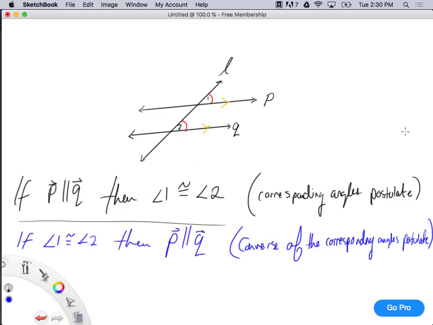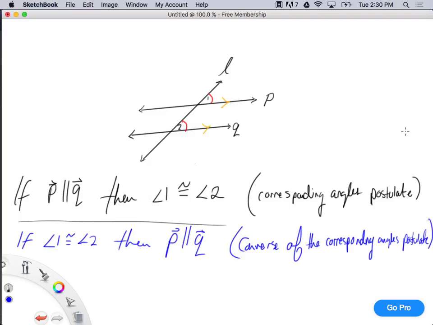So the corresponding angles postulate is the reverse definition of the converse of the corresponding angles postulate? The converse is the converse. It's not a new thing. It's just the converse. Does that make sense?